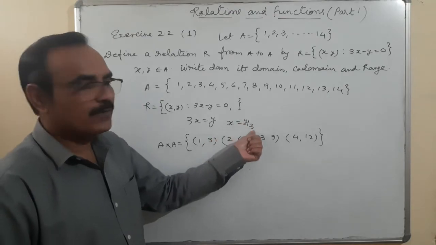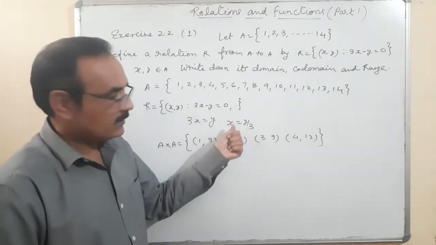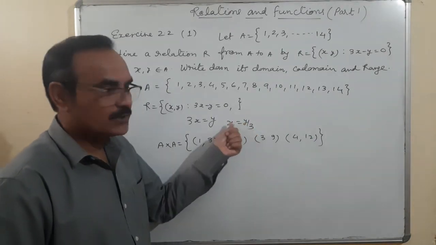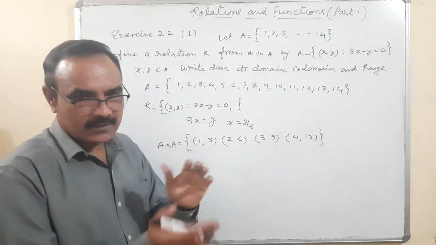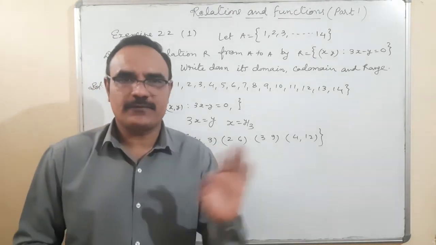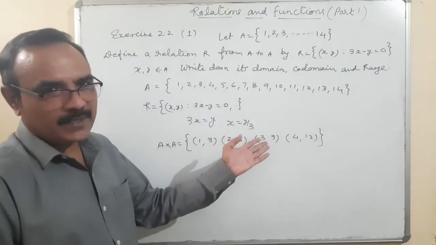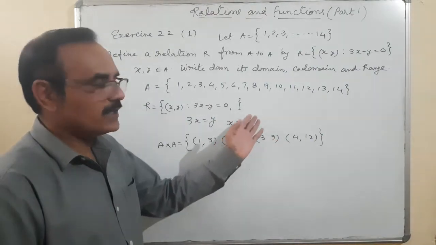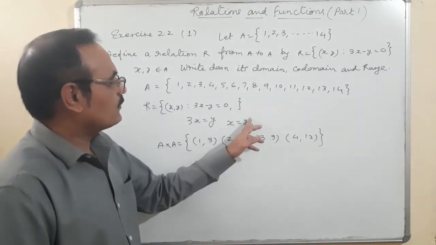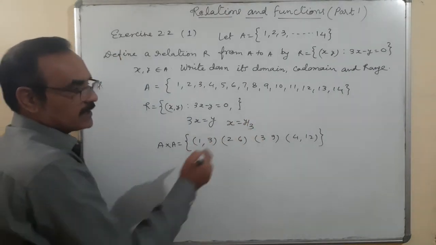x is equal to y by 3. x = 1, y = 3. x = 2, y = 6. x = 3, y = 9. So these are the values of x and y. Actually, you are taking x as the independent variable and y as the dependent variable. Or y can be independent and x dependent. You can take either, because they are relative terms.